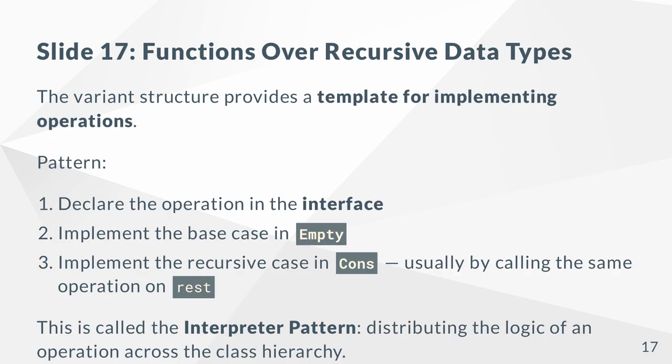The variant structure provides a template for implementing operations. The pattern has 3 steps. First, declare the operation in the interface. Second, implement the base case in empty. Third, implement the recursive case in cons, usually by calling the same operation on rest. This is called the interpreter pattern, distributing the logic of an operation across the class hierarchy. The code structure mirrors the data structure.